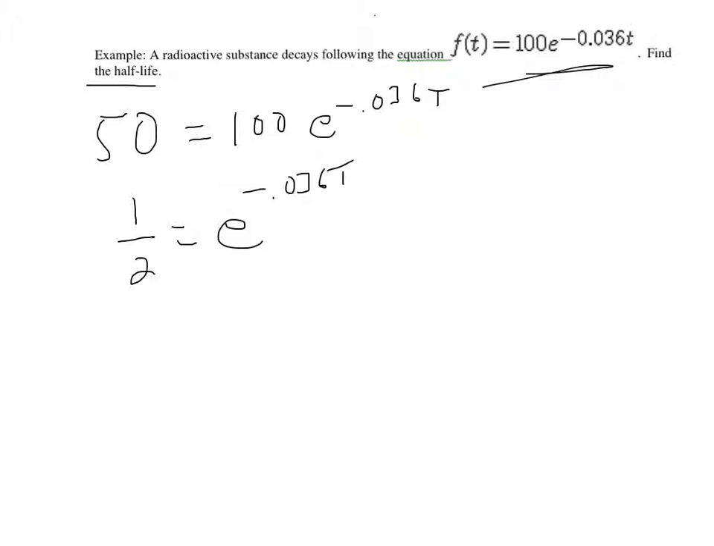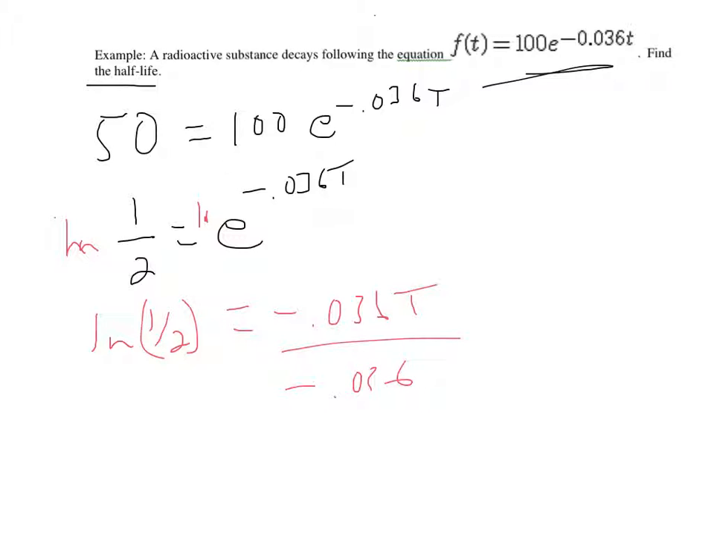And now to unlock that exponent, as we've learned before, we're going to take the natural log of both sides. I'm going to use natural log because it's base e. So I have the ln of 1/2, some decimal, equals negative 0.036t. Because remember, ln and e are inverse operations. Taking the natural log of something raised to the natural base, those undo each other. So I'm going to divide by negative 0.036.